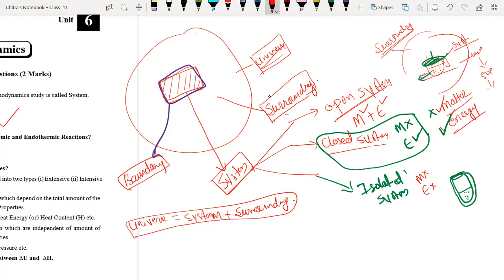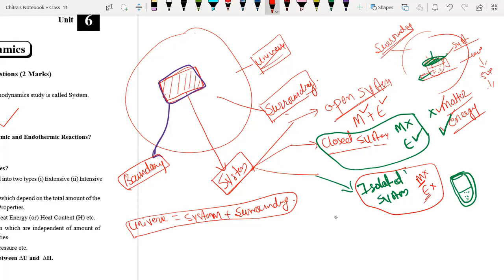So the system which does not exchange matter as well as energy with its surrounding is called an isolated system. On that basis, whether it exchanges or not, we have three types of system: open system, closed system, and isolated system. Any doubt, beta? No, sir.